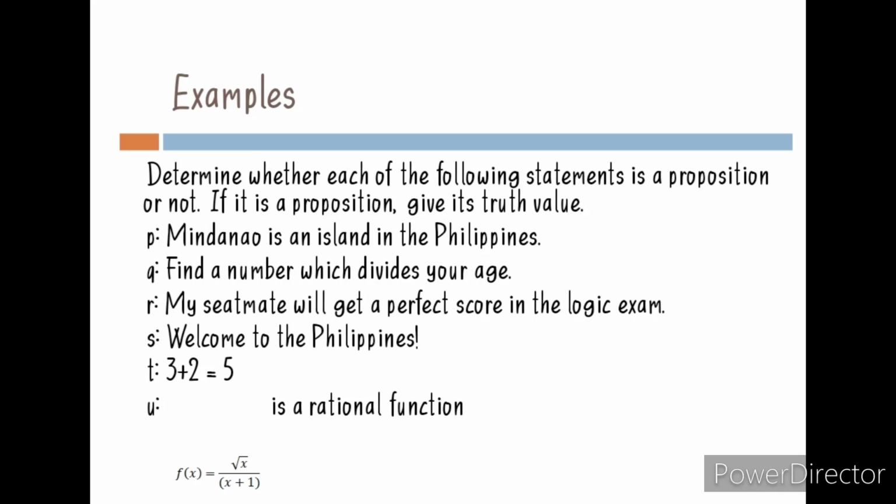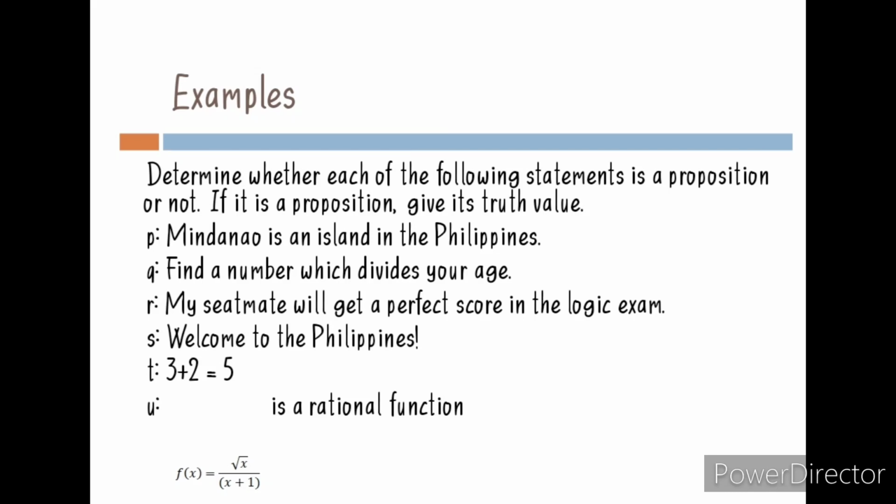Next, the proposition S, welcome to the Philippines. This statement is exclamatory and hence it is not a proposition. Next is the proposition T, which is 3 plus 2 equals 5. The given equation is a mathematical sentence. Translated into English, the equation reads the sum of 3 and 2 is 5, which is a declarative sentence. It is also a true statement. Hence, proposition T is a true proposition.